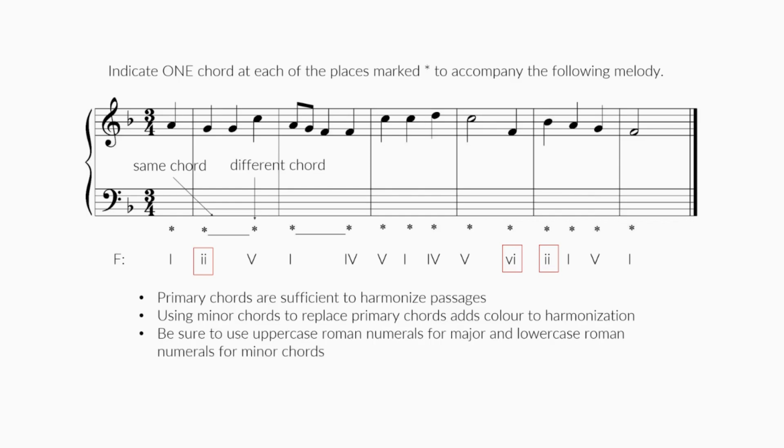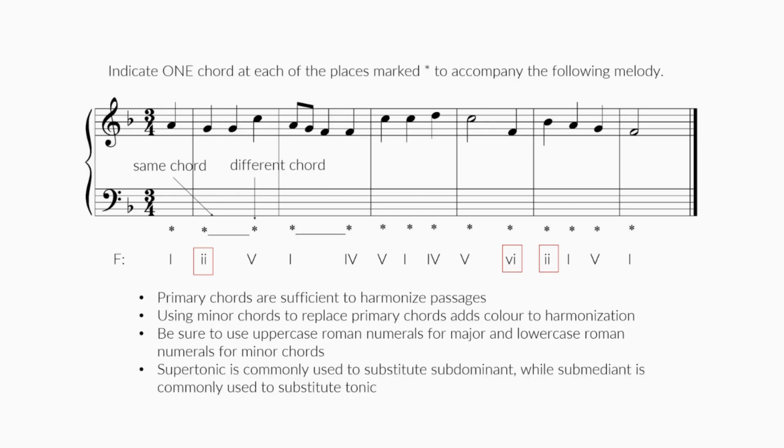Be sure to use uppercase Roman numerals for major chords and lowercase Roman numerals for minor chords. From this example, we also see that the supertonic is commonly used to substitute the subdominant, while the submediant is commonly used to substitute the tonic.